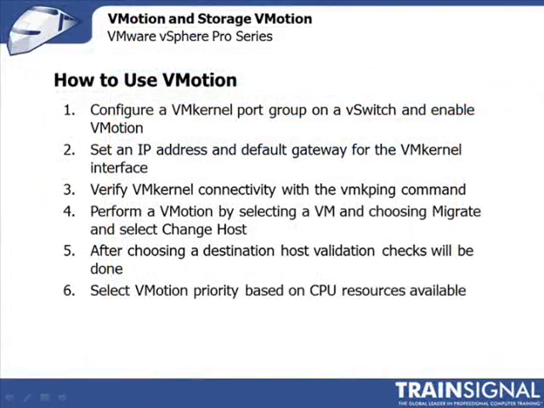To perform a vMotion, once you have it configured on your host, select the VM and choose the Migrate option, and then select Change Host. Next, select the destination host. Once you do this, compatibility checks will be run to make sure the VM meets all the requirements to be moved to another host. If the validation checks fail, it will list the reasons why it failed. If they succeed, you will then be able to choose a vMotion priority.